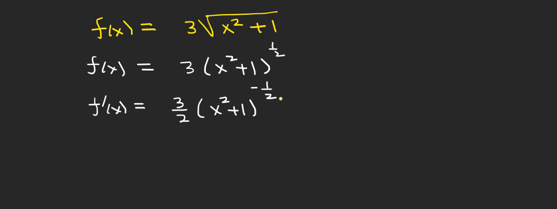Now we're not done yet. This is a common mistake. A lot of students stop right there. But we have to apply the chain rule. So you have to find the derivative of the inside. So times 2x. Now let's clean this up.